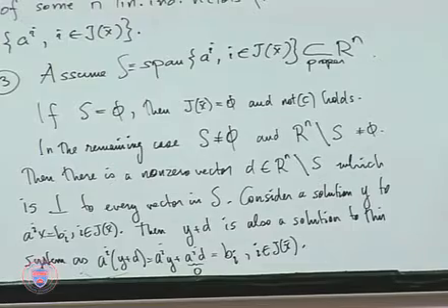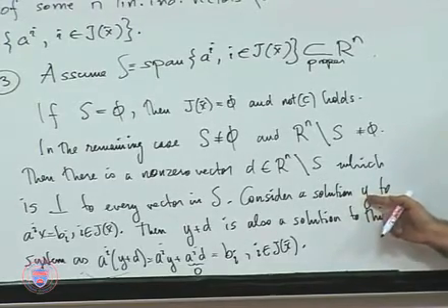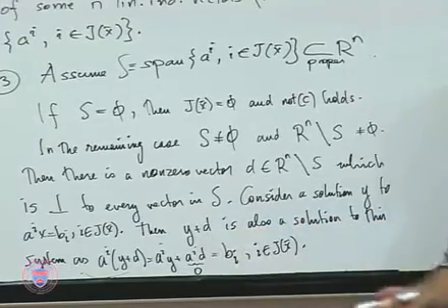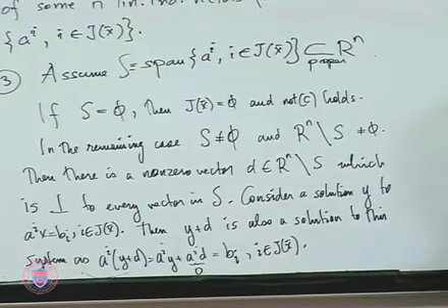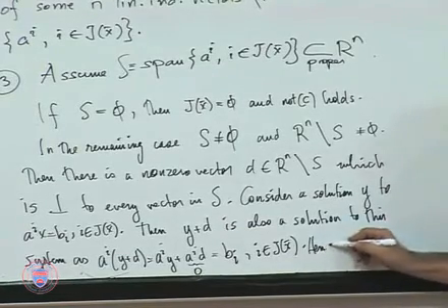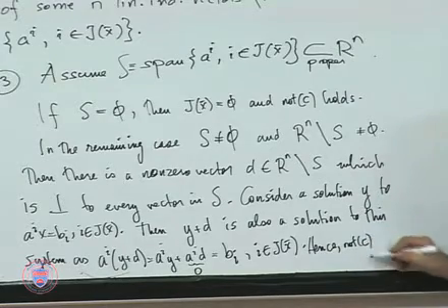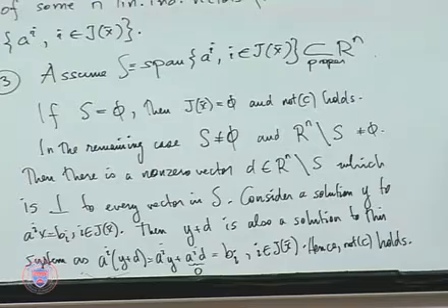So what did we just show? If y is a solution, then y plus a non-zero vector d is another solution. So you've got multiple solutions, which means not C, okay? So whenever not B holds, not C also holds.